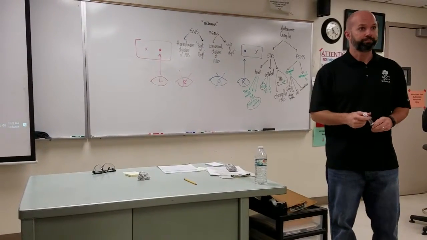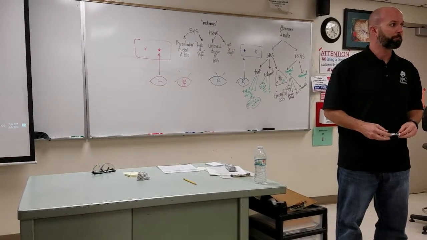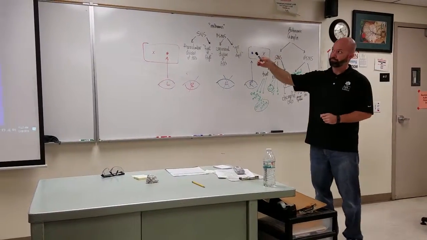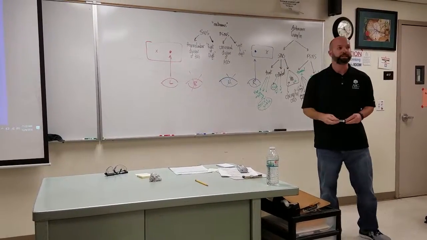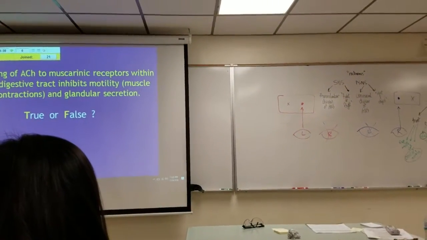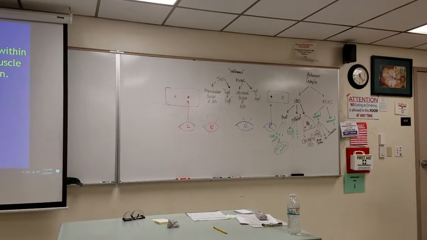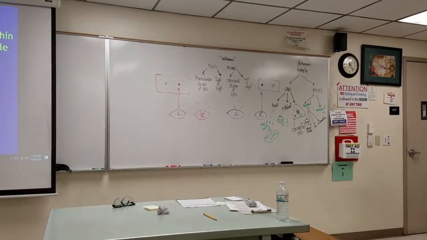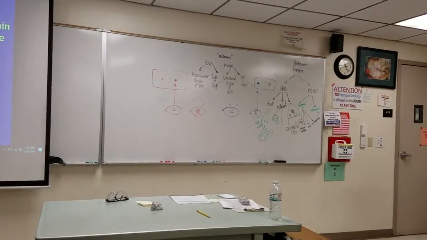How about sympathetic? What effect does sympathetic have on digestive functions, urinary functions? Inhibitory. So we could say binding of norepi to adrenergic receptors within the digestive tract would inhibit motility and glandular secretion. Heart specifically. Which is excitatory? Sympathetic. And in this case, parasympathetic inhibitory. So you can't say across the board, sympathetic is always excitatory and parasympathetic is always inhibitory. It depends on the target organ.